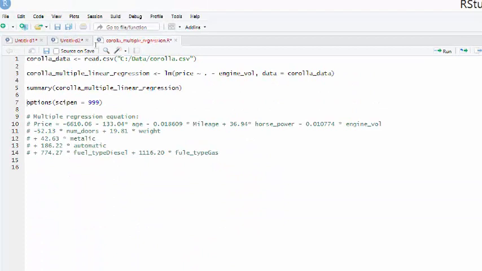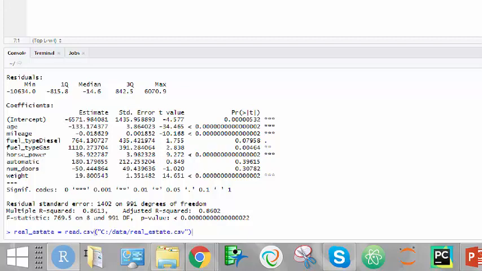Metallic color, right? It seems that metallic versus non-metallic doesn't really make much contribution, so I'm going to remove metallic. I'm going to rerun the model and look at the summary again. Now look at that. My adjusted R squared says, yeah, I like that: 0.8602. The improvements are, of course, teeny tiny, microscopic, right? But at least it's an indication that I'm moving in the right direction.